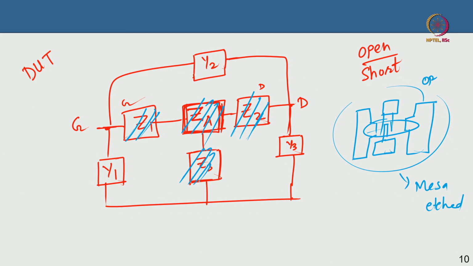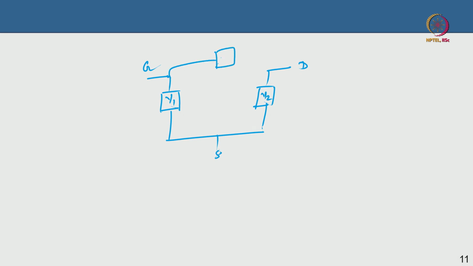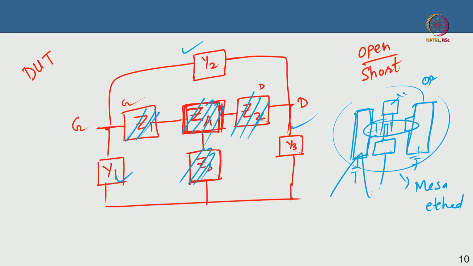But what will you have? What you will have is that these big pads will still couple capacitively to the ground, correct? They will capacitively couple to the ground. So you will retain this and retain this. So the open structure will look like you have the big pad capacitances Y1, Y2. This is the drain side, this is the gate side, this is the source side, and then you have Y2.